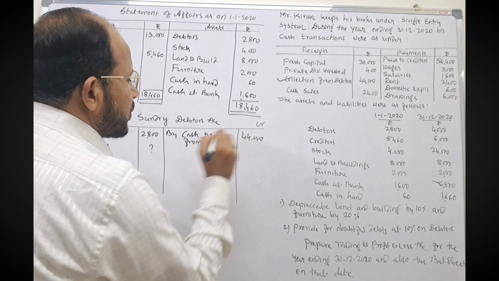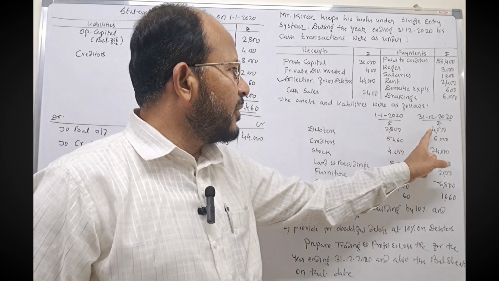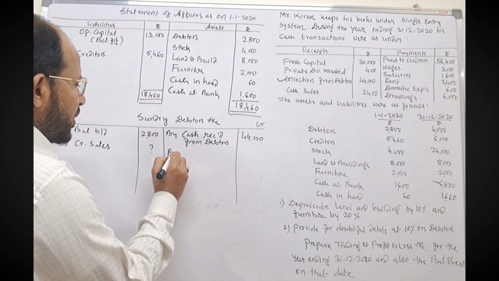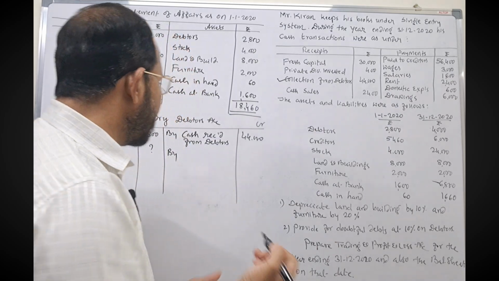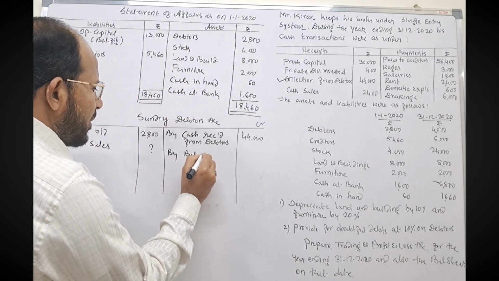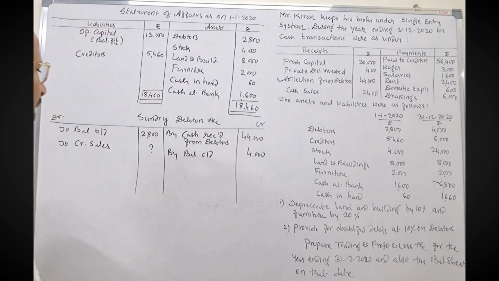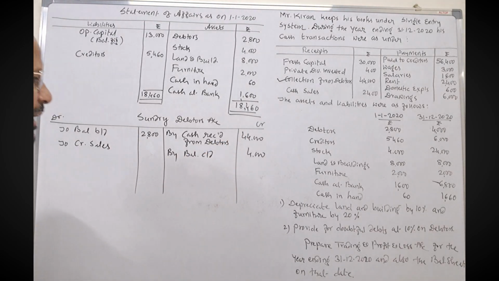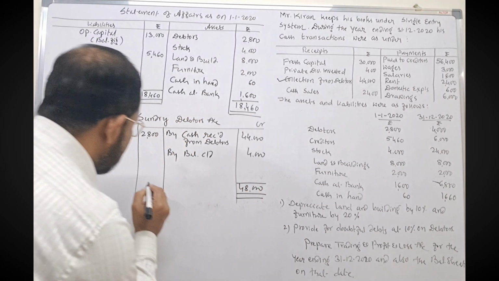Rupees 44,000. Next, the closing balance of debtors is also given, rupees 4,000. What is the meaning of this? Still rupees 4,000 is the balance which is to be collected from the debtors. By balance carried down, rupees 4,000. Now you see, the opening balance is 2,800 and here on the credit side the total is 48,000.